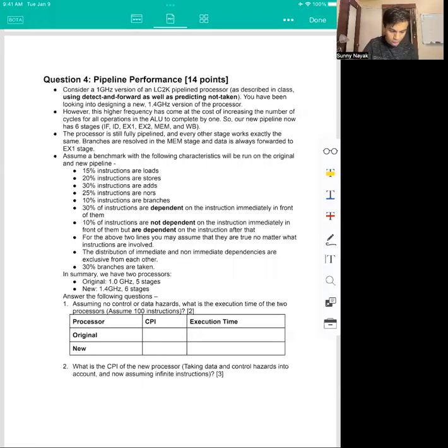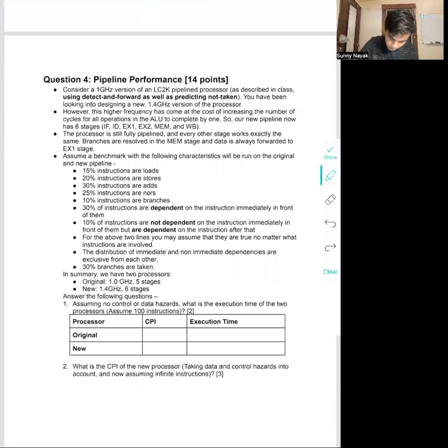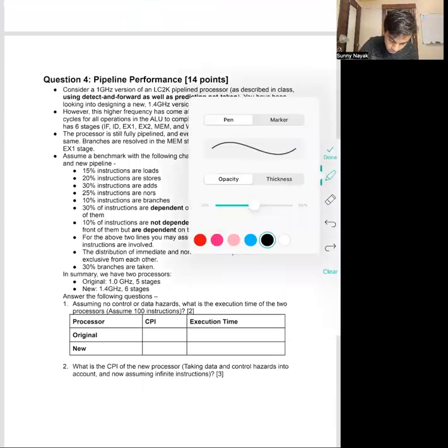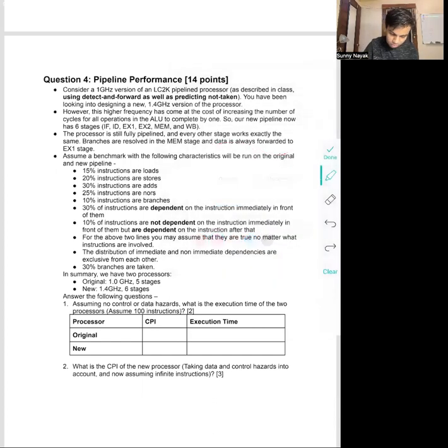Everybody, we're going to pick up on number 4, which is about pipeline performance. This is probably going to be something similar to what we've seen in homeworks, so a little bit familiar. It says, consider a gigahertz version of, so that's a clock speed. Something useful for this type of question, where we have a lot of numbers, is maybe writing some things on the side. So it's a 1 gigahertz pipeline.